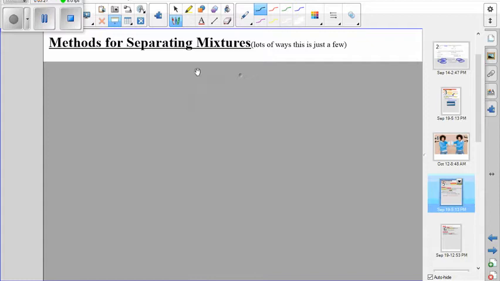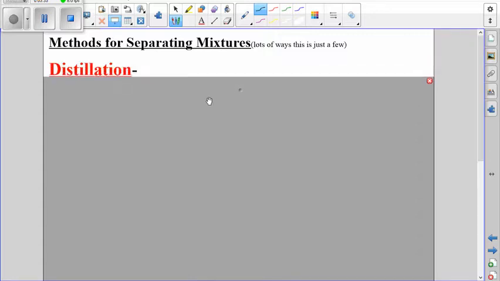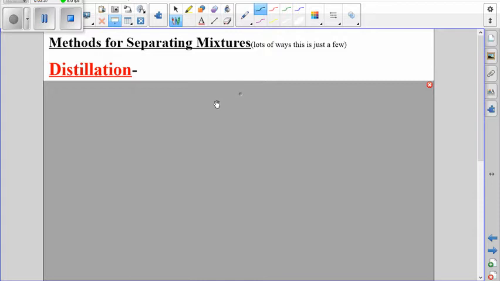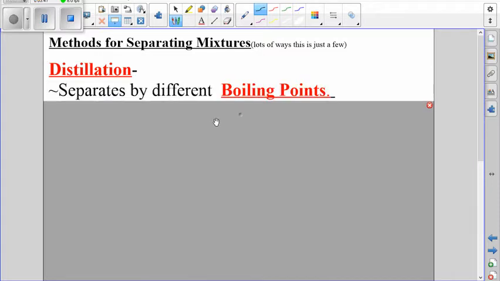Okay, so let's talk about different methods. These aren't all the methods in the world to separate things, but there are a few of the heavy hitters that we'll talk about here in class. First up, we have distillation. Distillation is when you separate things by their different boiling points.